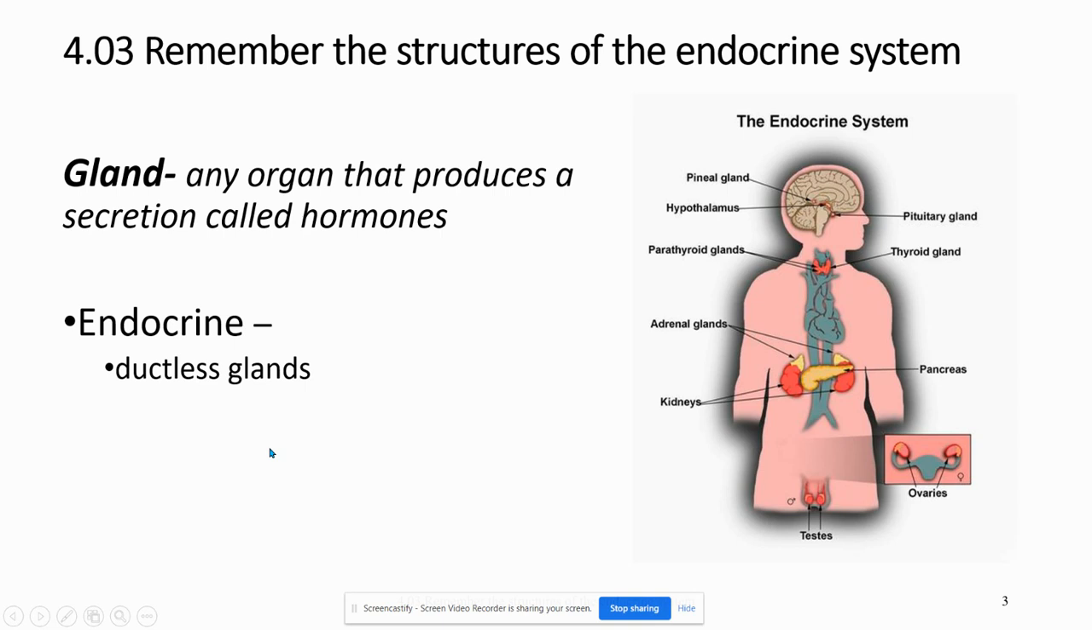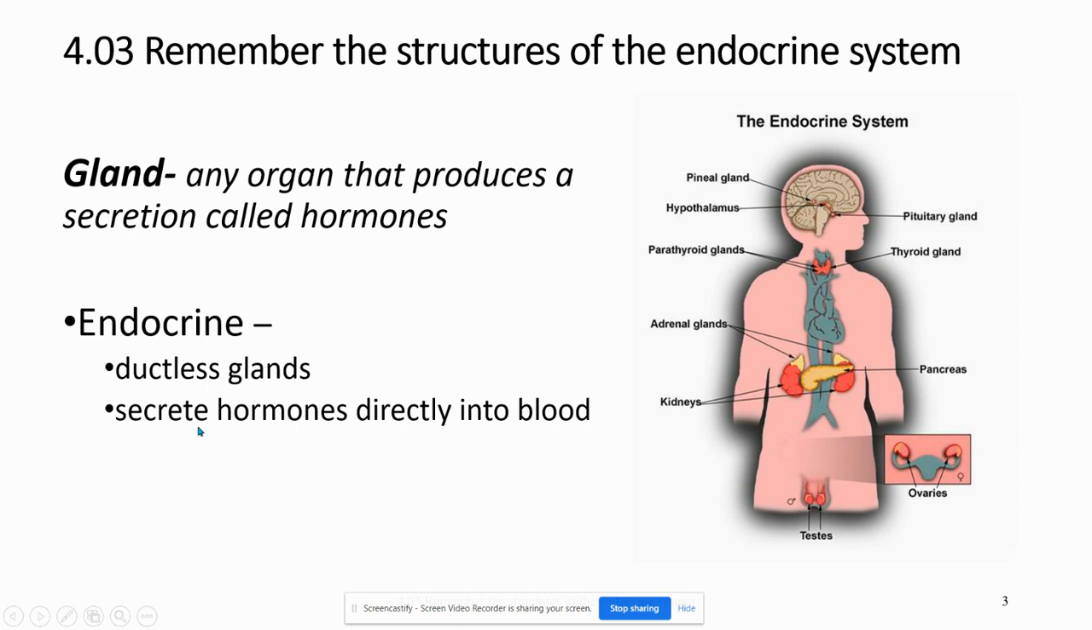Endocrine glands do not have little tubes that release what they make. So they are ductless. A duct is a little tube, like an air conditioning duct is a tube that comes out of the air conditioning. I don't know, that's not my degree. I don't know air conditioners.